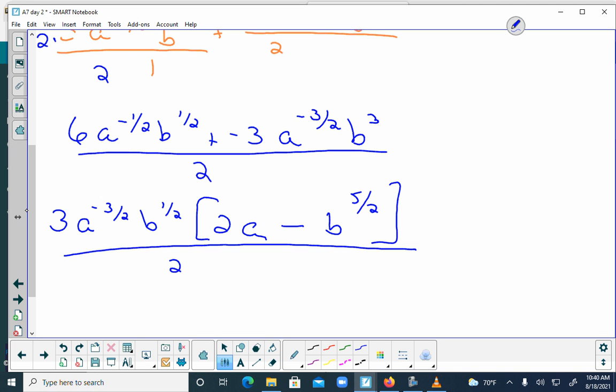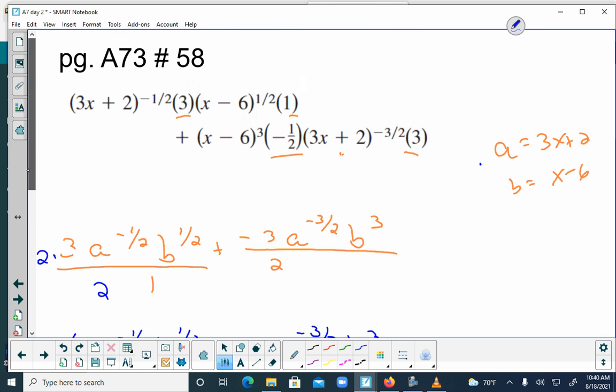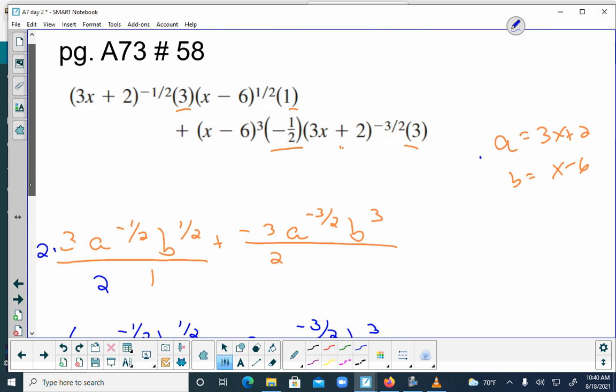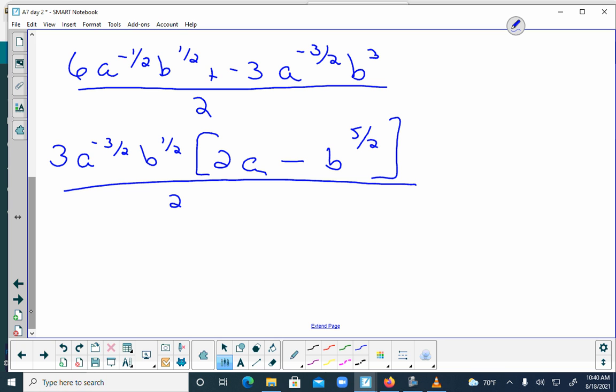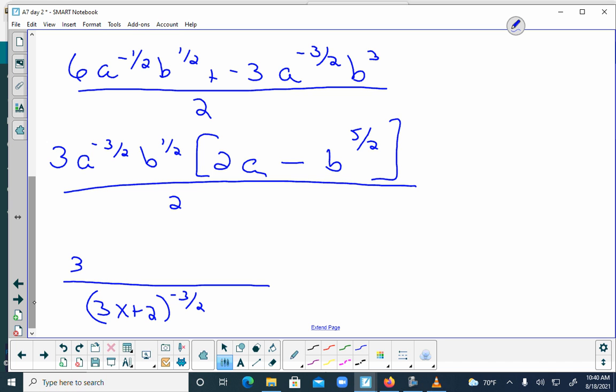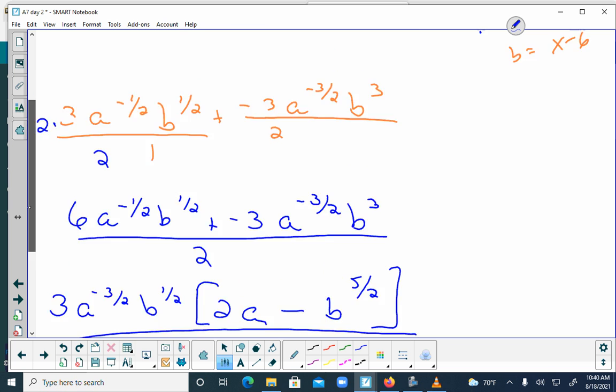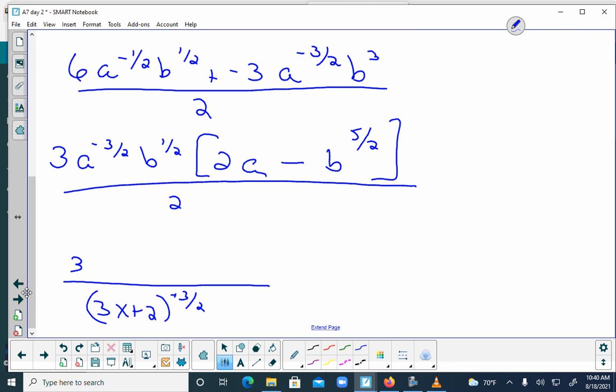Now, once I have it this far, my original problem didn't have a's and b's. I'm the one who put those in there. So my a is 3x plus 2. I'm going to put that in the denominator since I have a negative exponent. Are you good with that? Then the negative goes away. Right. And my b is x minus 6.